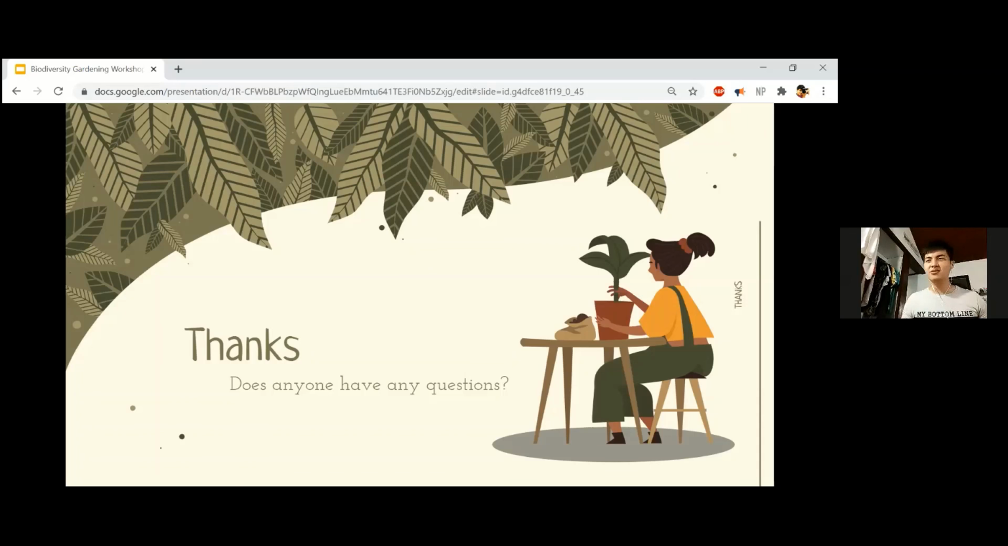All right. I think I can just take one more question. Do we leave the caterpillars on the citrus tree or get rid of them?